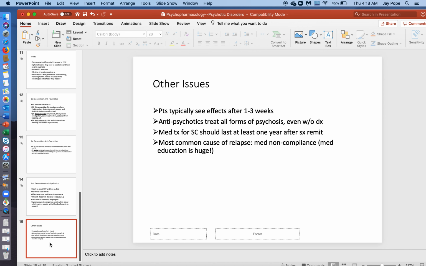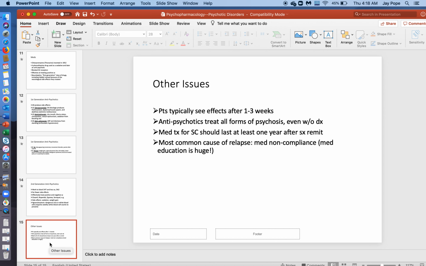Other issues with medication is that patients are typically going to see their beneficial effects after 1 to 3 weeks. Antipsychotics do treat all forms of psychosis, even without proper diagnosis, so that's a good thing. Medication or medical treatment for schizophrenia should last at least 1 year after symptoms remit.